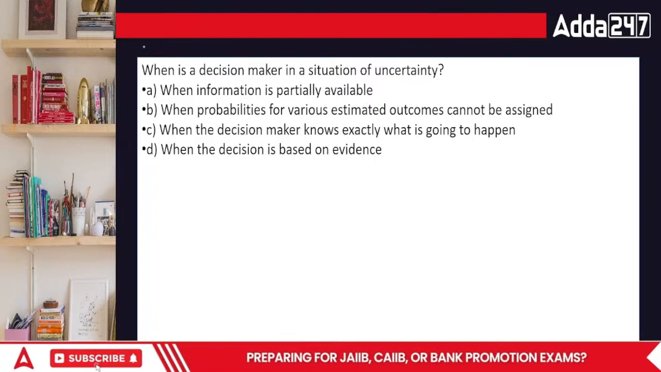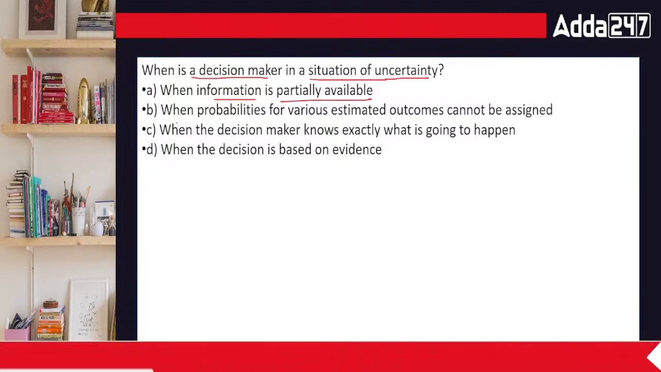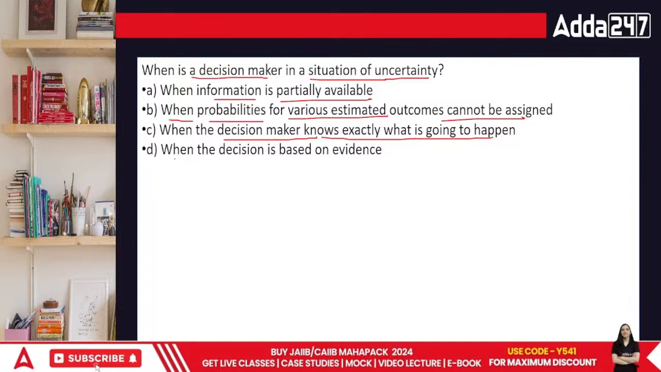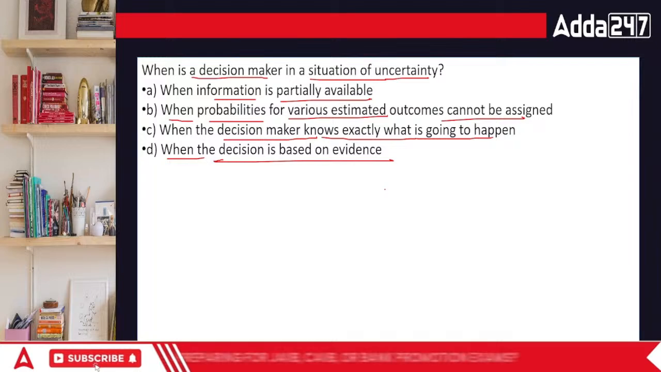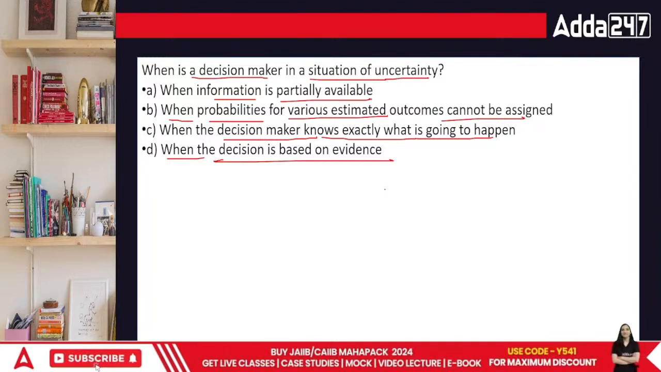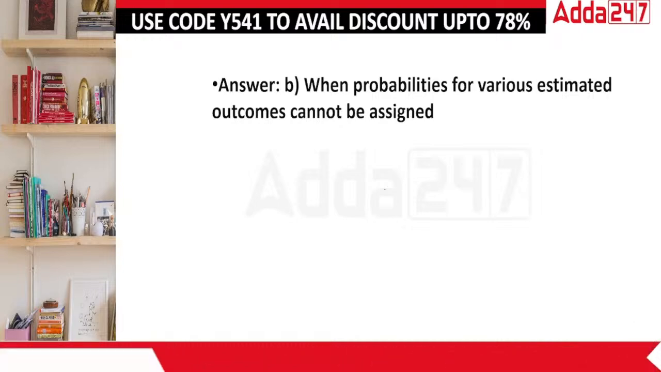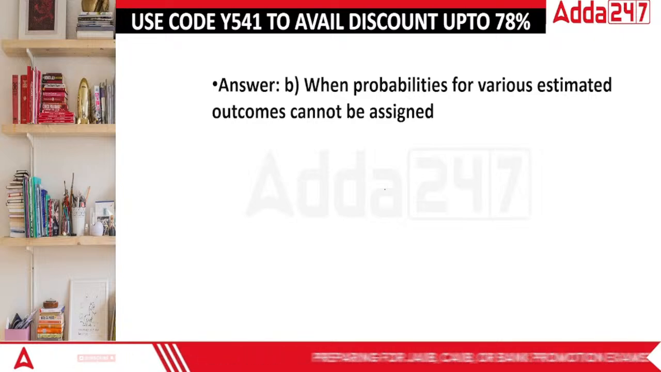Next point, when is the decision maker in a situation of uncertainty? When information is partially available, when probabilities for various estimated outcomes cannot be assigned, when the decision maker knows exactly what is going to happen, and when the decision is based on evidence. Uncertainty is basically when the decision maker has a problem regarding probabilities, when he cannot assign specific probability to things. This is what will happen and this is what will not happen. Happening and not happening of the event.